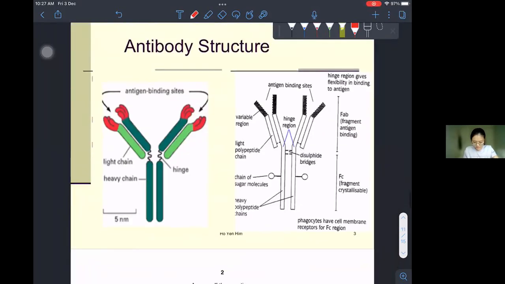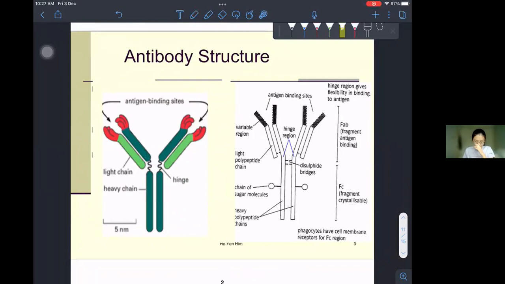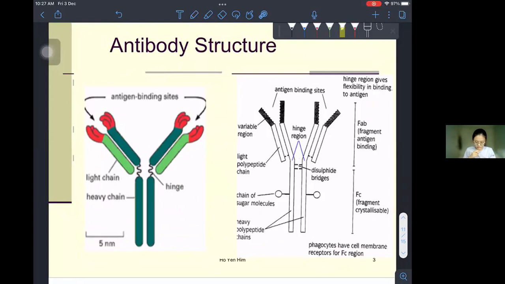So now I will do some recap on the antibody structure. From this picture, we can see that the antibody structure has a hinge region, and this region provides the flexibility for the antibody to bind to the antigen, which is differently spaced.